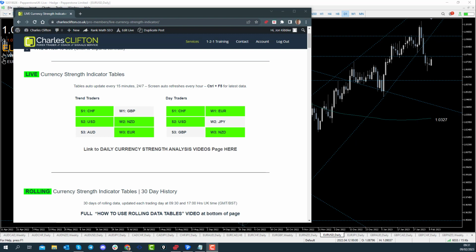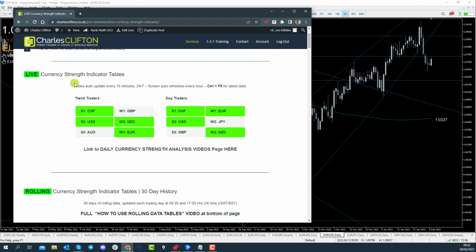Here in front of us we have two types of tables. We have the trend traders table and the day traders table. These are showing us the same studies but just highlighting different time frames. The currencies that are highlighted in green show a confluence between the two trading time frames, and that's where we'll be focusing most of our attention in these videos.